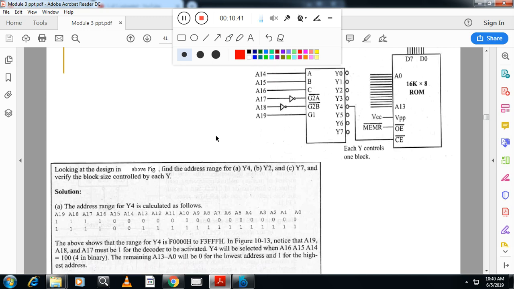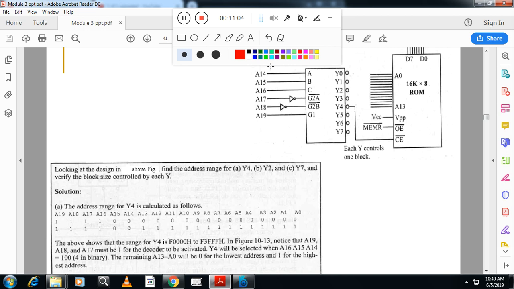So in the exam, see the diagram, and find the address range for Y4, Y2 and Y7. What is the address range for Y4, it is asking. What is the address range for Y7? What is the address range for Y2? First we'll see the address range for Y4.